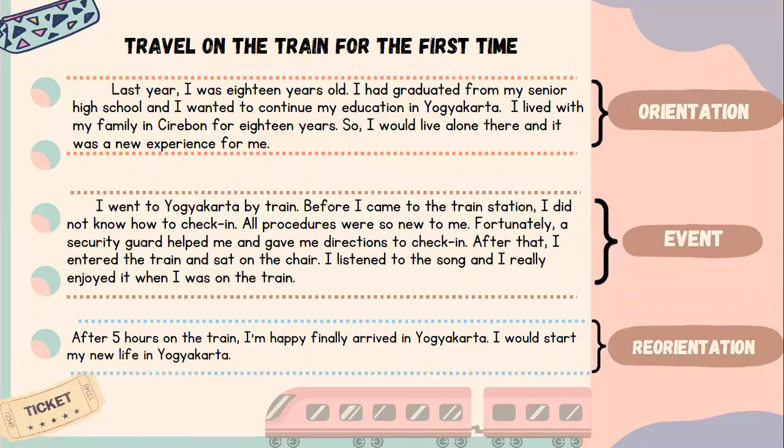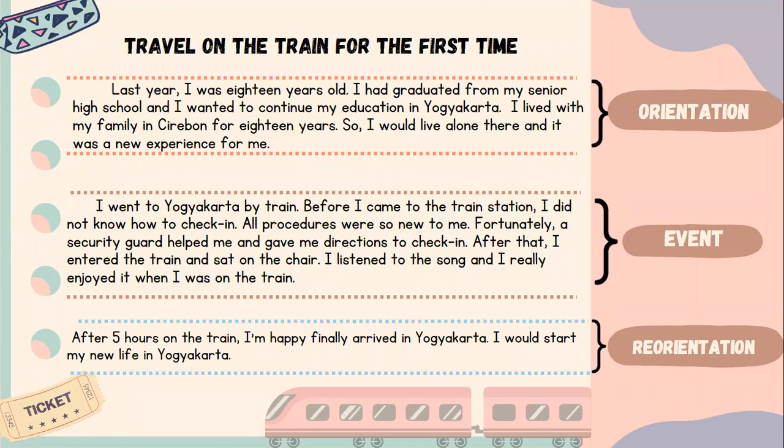Okay, in this slide, we will explain about the text. Travel on the Train for the First Time has three generic structures. The first one is orientation, the second is events, and the third is reorientation. In orientation, it provides background information about who is in the story, and where and when the event occurred. It can be shown that in this story, the writer has graduated and wants to continue his or her education.